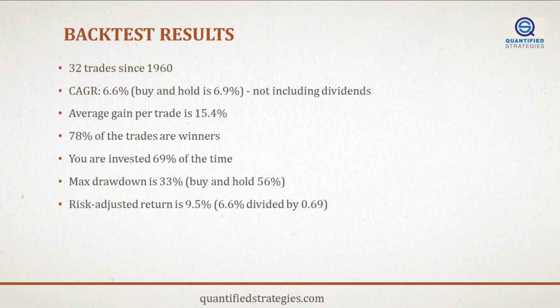However, the Golden Cross strategy had substantially lower drawdowns compared to buy and hold, with only a 33% drawdown versus buy and hold's 56%. Thus, the risk-adjusted return is better at 9.5%, which we calculated by dividing the annual return of 6.6% by the time spent in the market, 0.69.